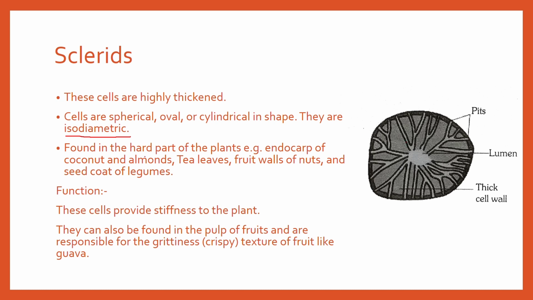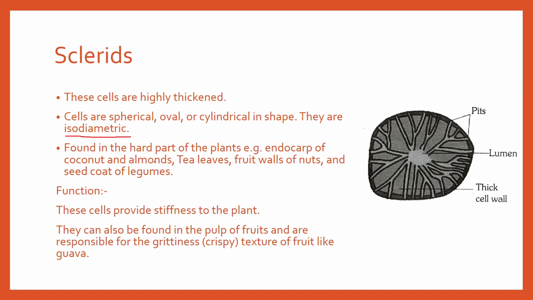As you can see in this image, it is found in the hard parts of the plant, like in the coconut. You have seen the coconut, it contains brown color husk outside it. Okay. So also in tea leaves, fruit walls of nuts and seed coat of legumes.